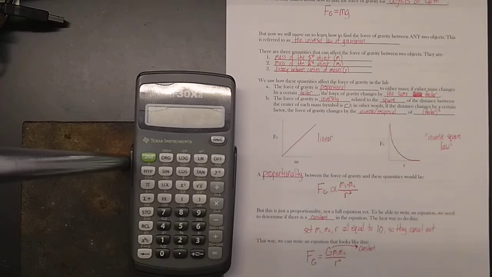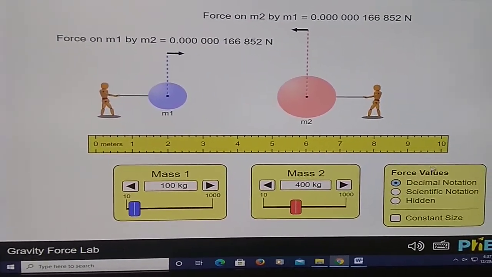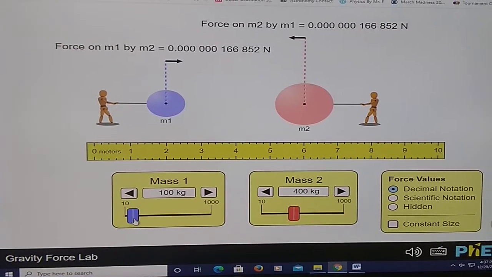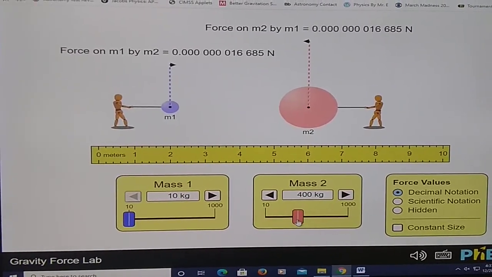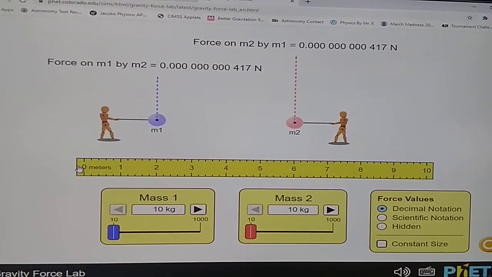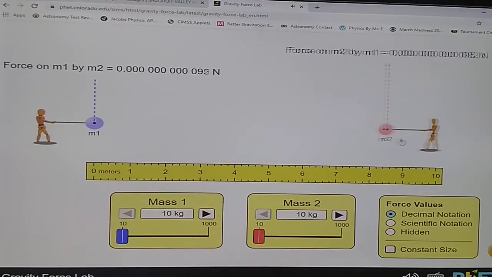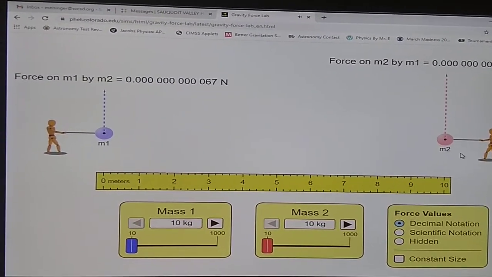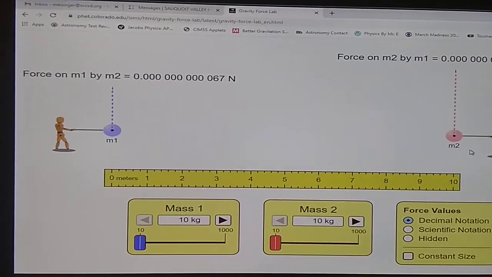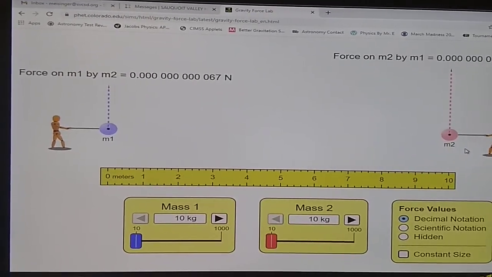Okay. So I'm going to go to my simulation. You see I have my simulation up here. I'm going to change the mass of M1 down to 10. I'm going to change the mass of M2 to 10. And I'm going to put them 10 meters apart. This is very useful because I have 0 and 10 right here. And now let's take a look at that force. 0.00000000067 newtons. Okay, let's remember that number.